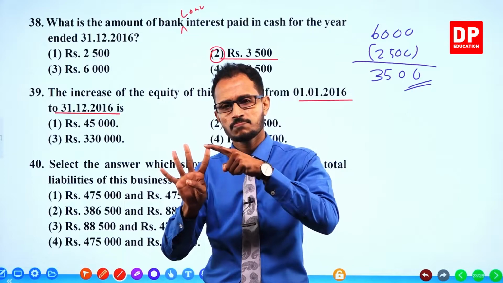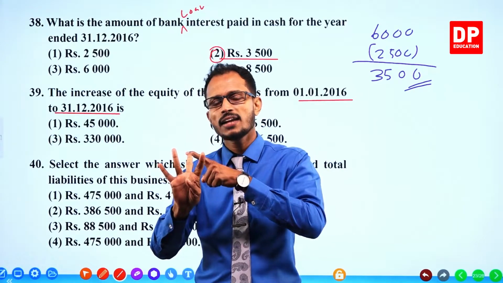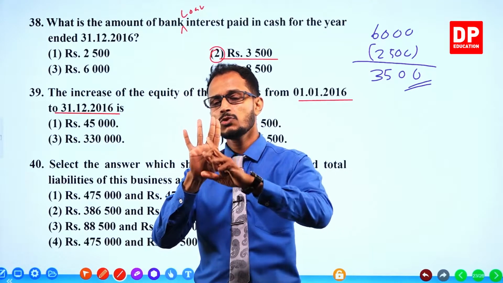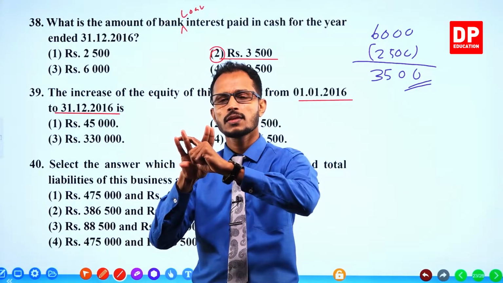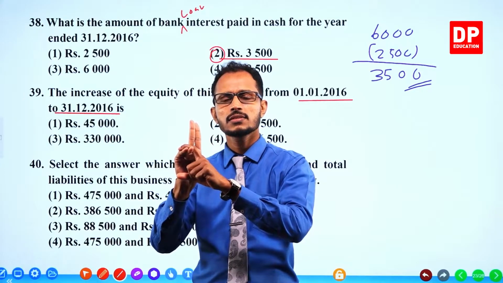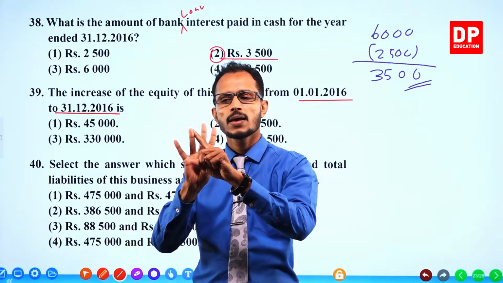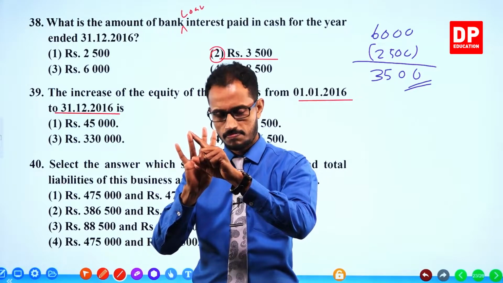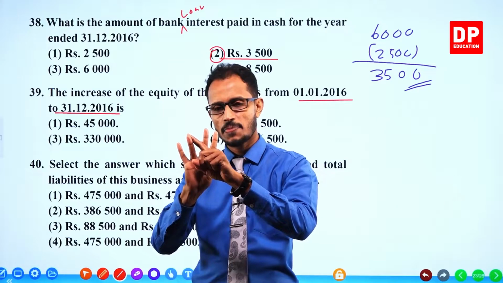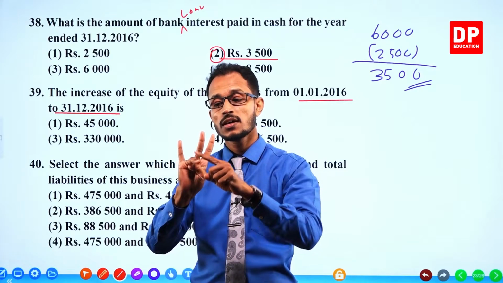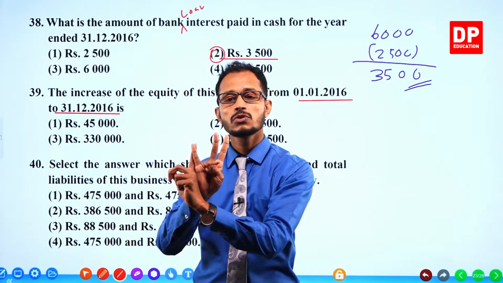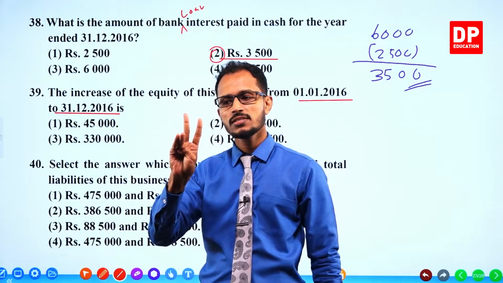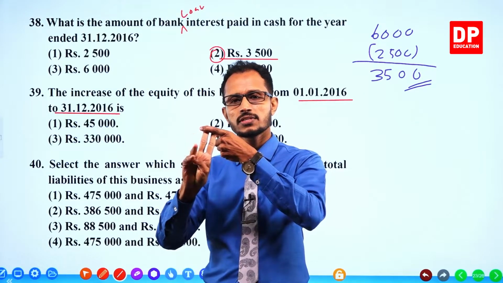Incomes or profits increase the equity. Additional capital increases the equity. These 2 increase. These 2 decrease: expenses or losses, and drawings, that's right. These 2 increase, these 2 decrease.